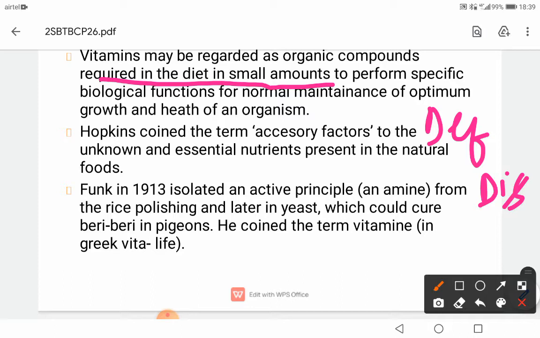Hopkins coined the term accessory factors to the unknown and essential nutrients present in the natural foods. Funk in 1913 isolated an active principle, an amine, from the rice polishing, and later in yeast, which could cure a disease called beriberi, and hence the term vita, which is life, and amine, as it contains an amine group, right?